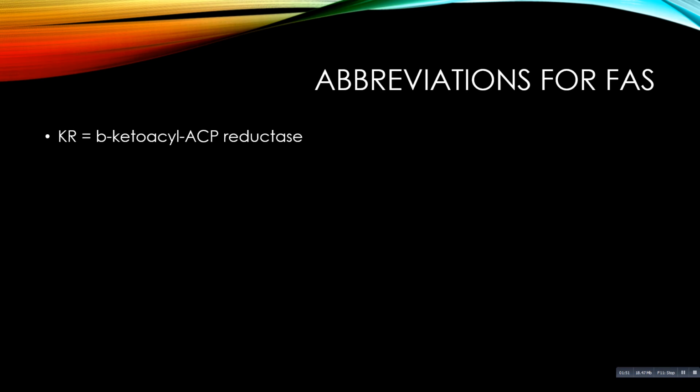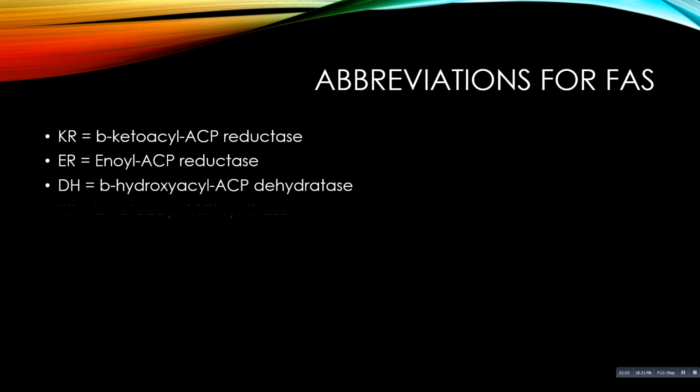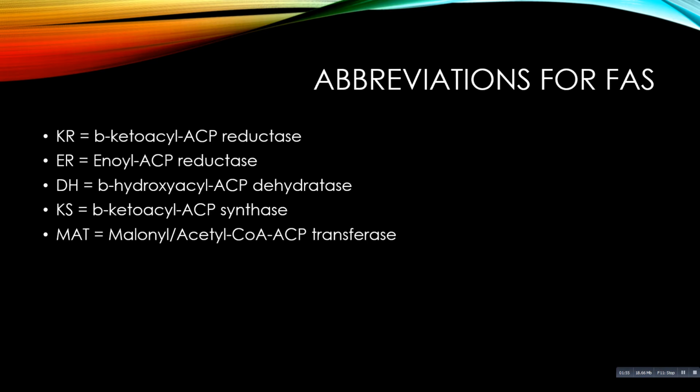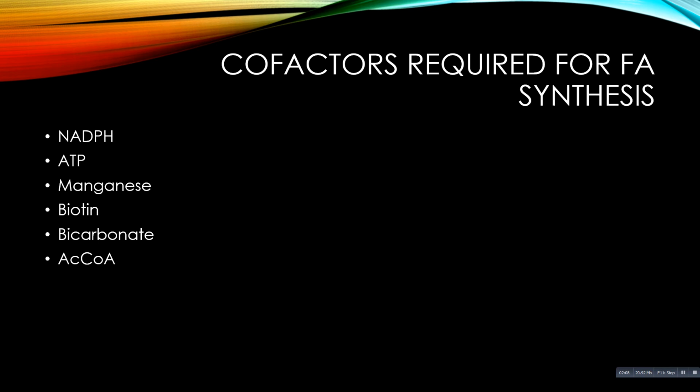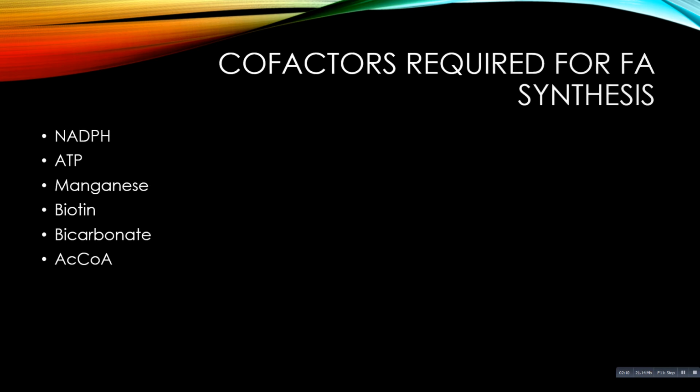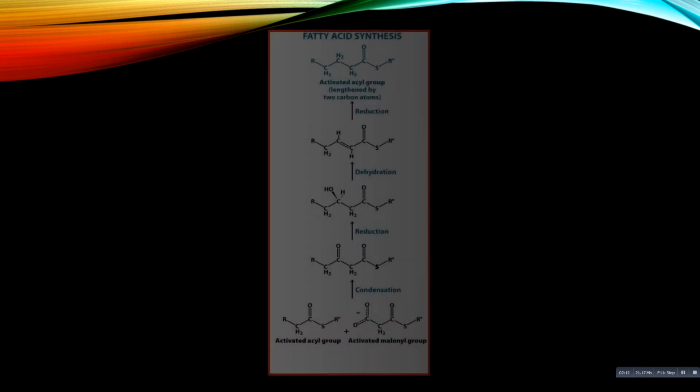Alright, and here are the abbreviations that you saw on the last slide. We're going to talk about them throughout the presentation. Also, some coenzymes required for the fatty acid synthesis are NADPH, ATP, manganese, biotin, bicarbonate, and acetyl-CoA, which you'll also see throughout the presentation.